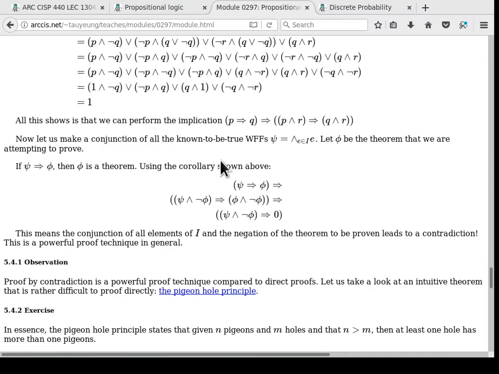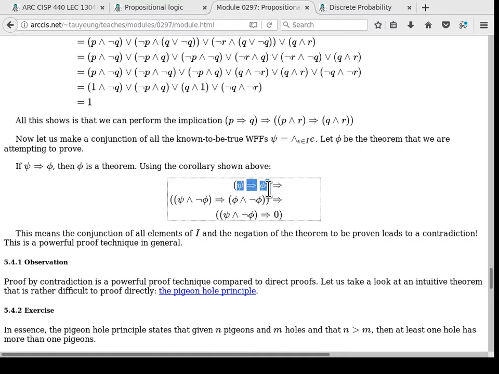The idea is we have psi being all the facts that are given. So these are not to be challenged or negated. Phi, on the other hand, is a theorem. In other words, we want to find out whether all the given facts would imply the theorem. Because in order for something to be a theorem, it has to be implied by what is known to be true. So we want to know whether this is true or not.